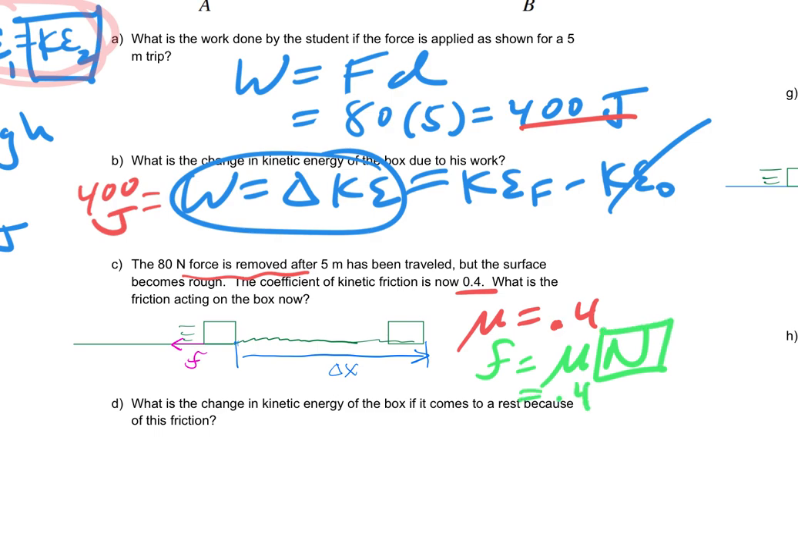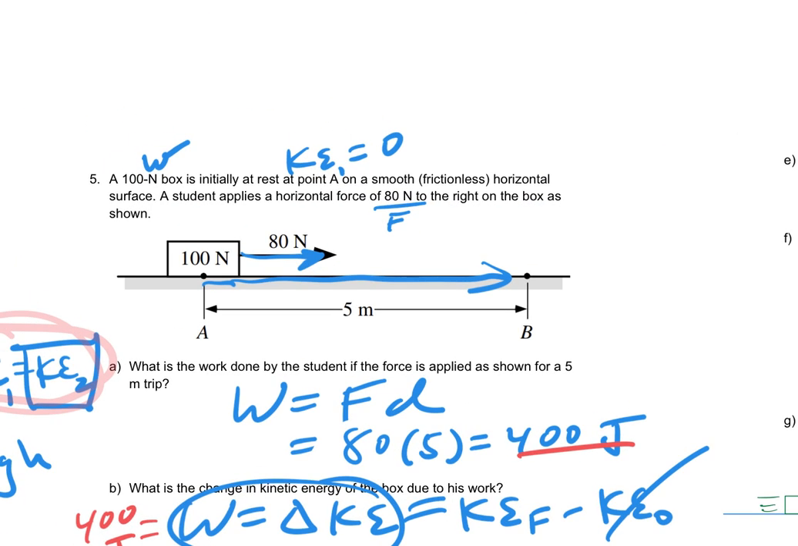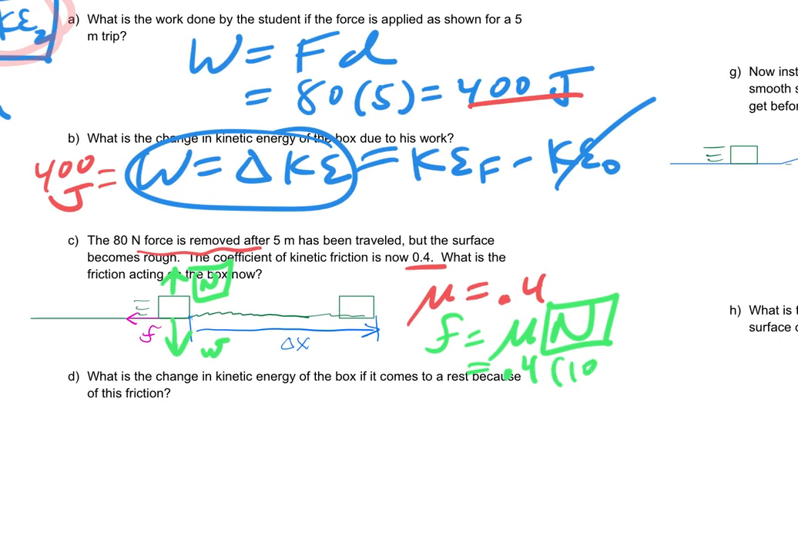So it equals 0.4 times the normal force on the box, which is equal to the weight because it's not on a ramped surface. And the weight, well, we already have the weight up here. It's the same box, 100 newtons. So my answer here is the friction is equal to 40 newtons, 0.4 times 100.